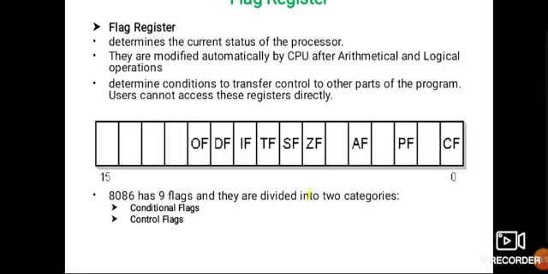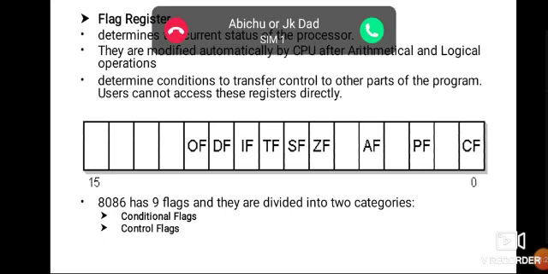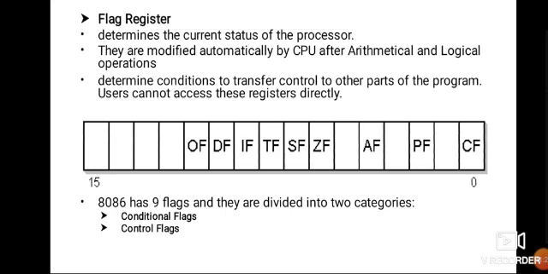Coming to the flag register, it determines the current status of the processor. These flags are modified automatically by the CPU after arithmetical and logical operations. This determines the conditions to transfer control to other parts of the program. The users cannot access this register directly. You can see here 9 flags, divided into two categories: one is the conditional flags, the other is the control flags.